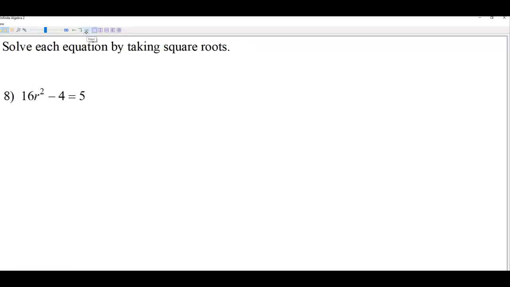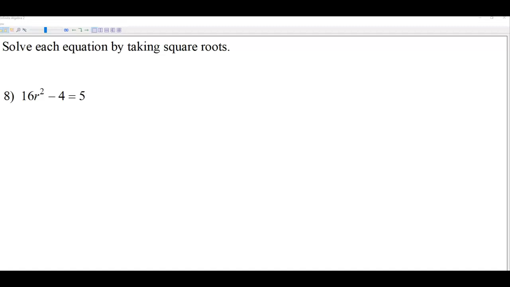This one says solve by taking square roots. Now technically you could use the quadratic formula if you wanted to move the 5 over here by subtraction. It has to equal 0 if you want to do the quadratic formula. But why use the quadratic formula if it's harder? This is much easier, solving by taking square roots.